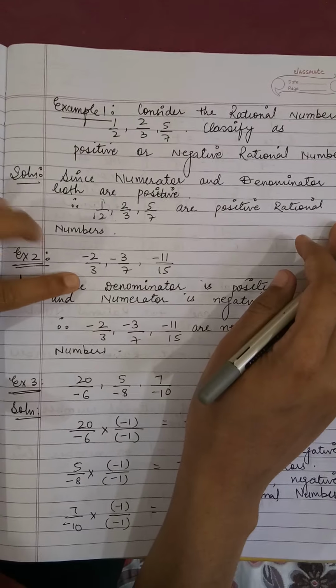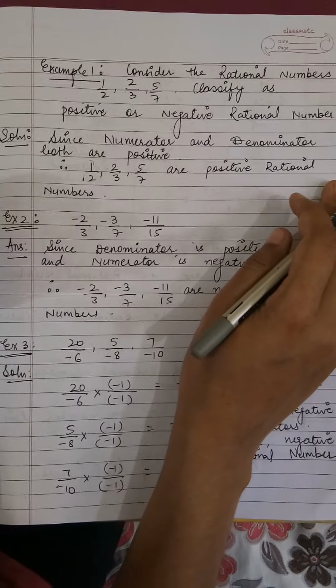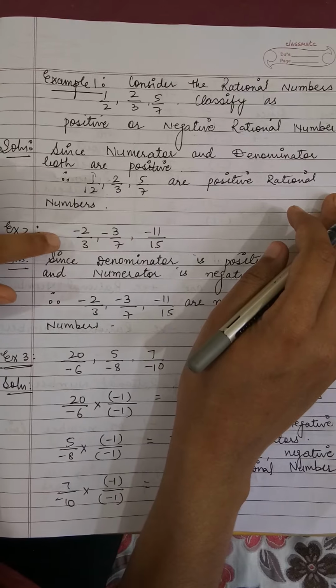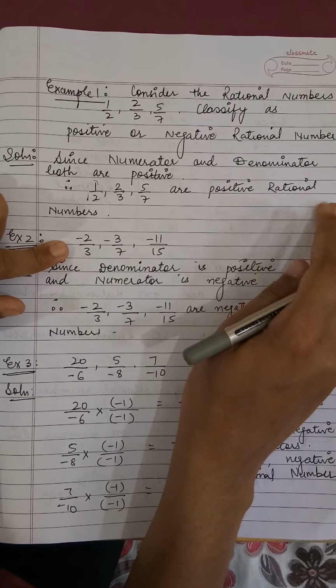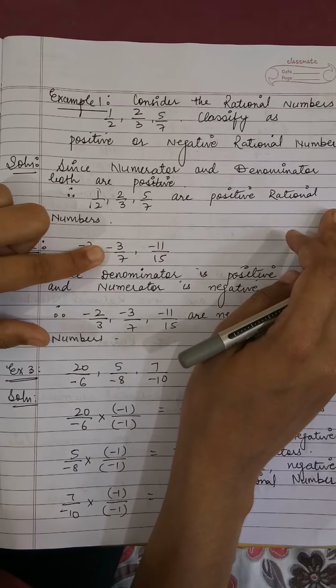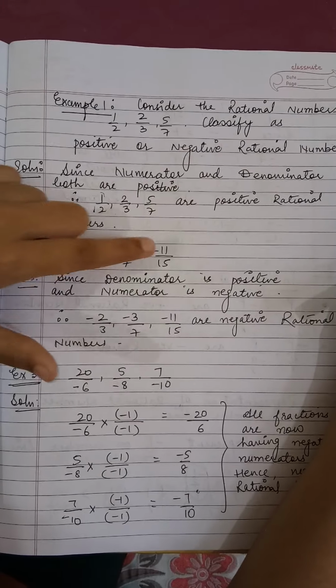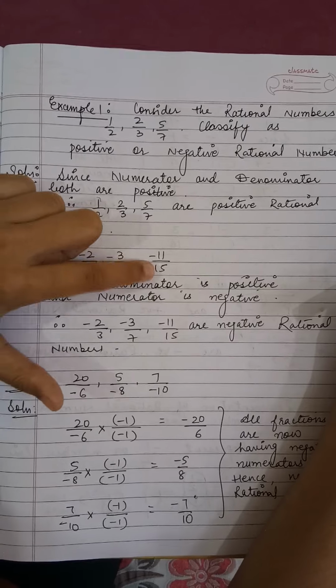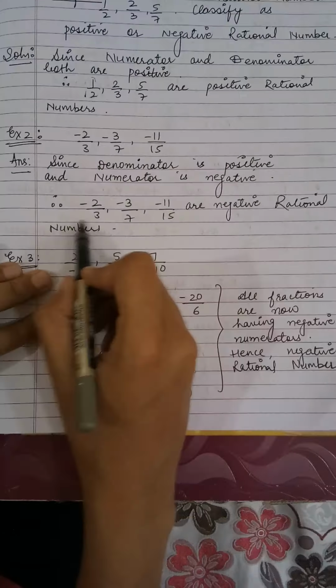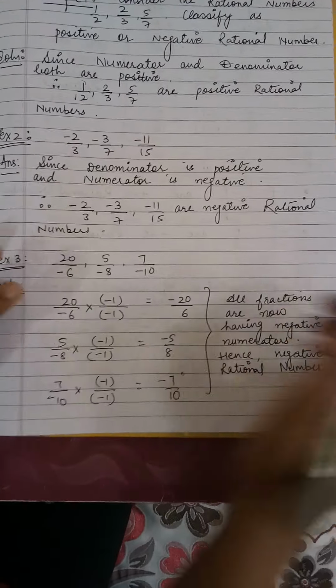Now minus 2 upon 3, only a minus sign is there one time, right? So that means it is negative. Next is a negative sign again. One time a minus sign is there, so it is negative. Again one time a minus sign is there, that means it is a negative rational number. So all these are negative rational numbers.